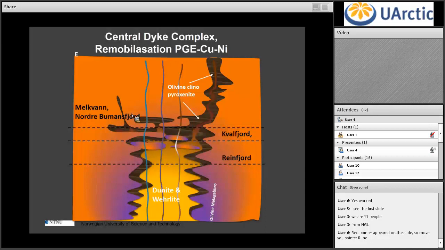First of all, what we do see is that the reason why the other ultramafic complexes show more contaminated compositions is simply a sampling bias. Here, we only have the uppermost part of the complexes exposed. In other words, Melkman, Nordre Bomansfjord, and Kvalfjord are mostly sampled in the olivine clinopyroxenites and the hybrid gabbros, because we don't have this lower level with dunites and wehrlites exposed.